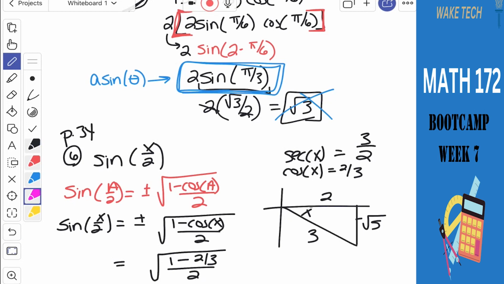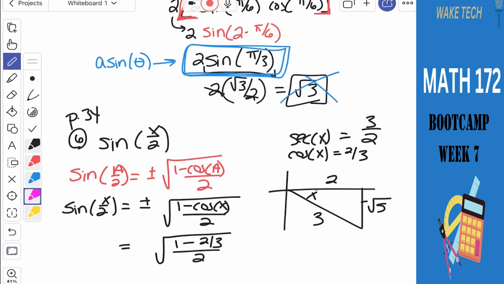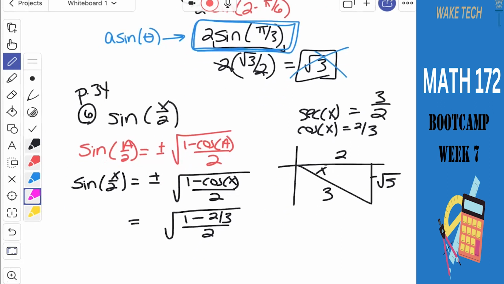Let's go ahead and talk about the plus or minus portion of this as well, the plus or minus portion in front.